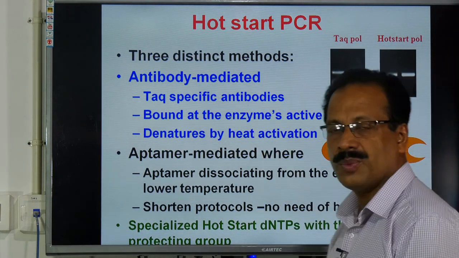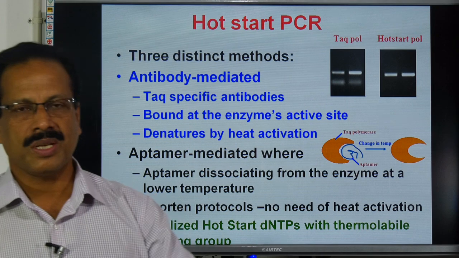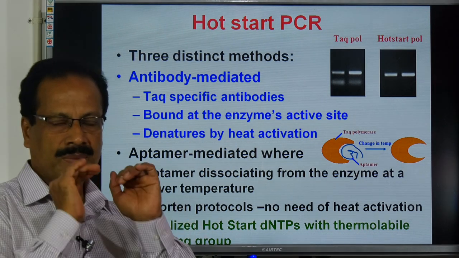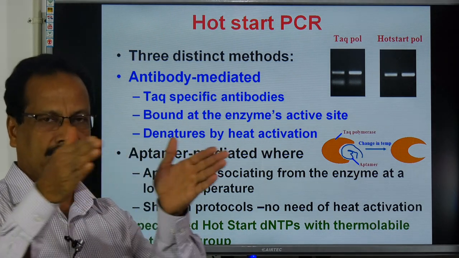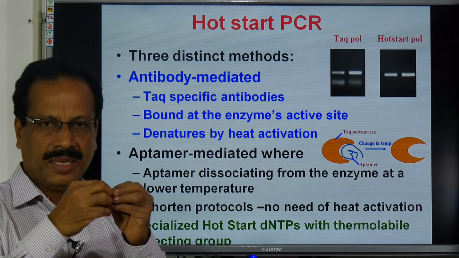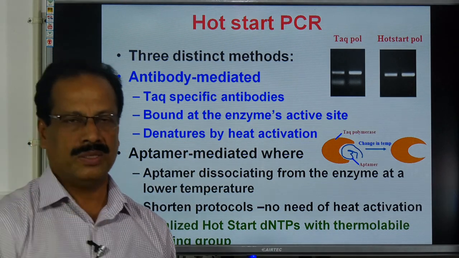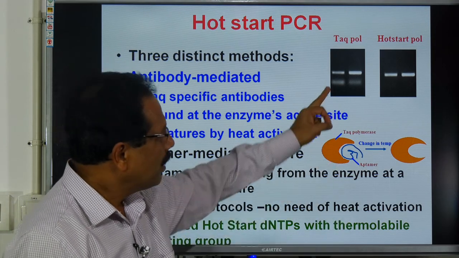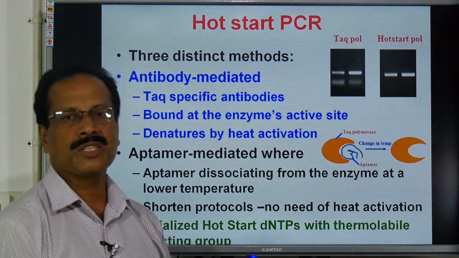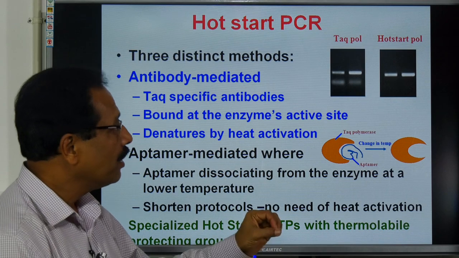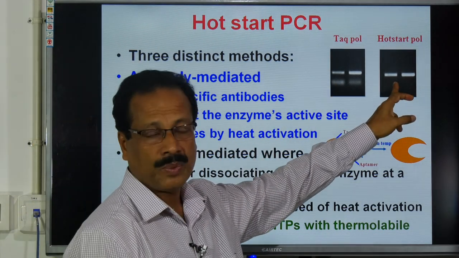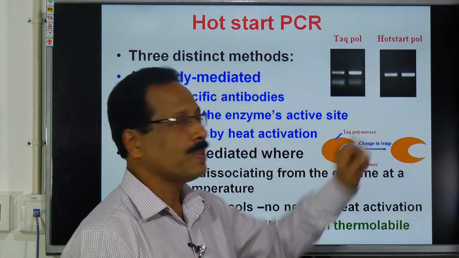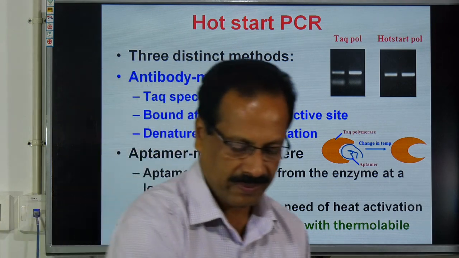So using either antibody or an aptamer, you get a hot start enzyme, and you set up the reaction, you heat the reaction for a certain period of time, then the enzyme becomes active and the reaction starts. So this is normal Taq polymerase. There is a second non-specific product formed. But when you do the same thing with a hot start polymerase, there is no non-specific product formation.